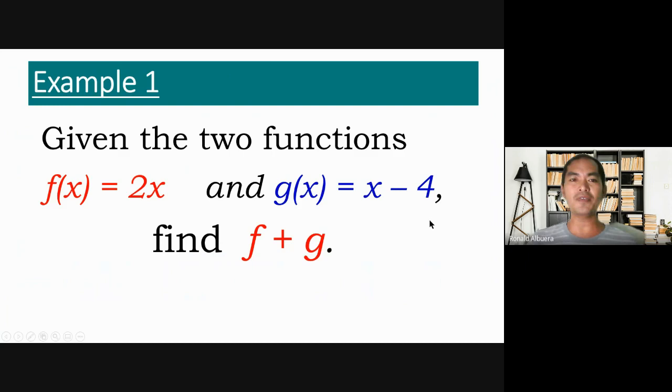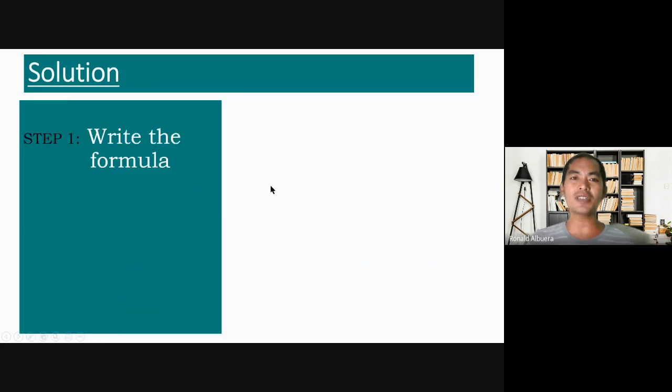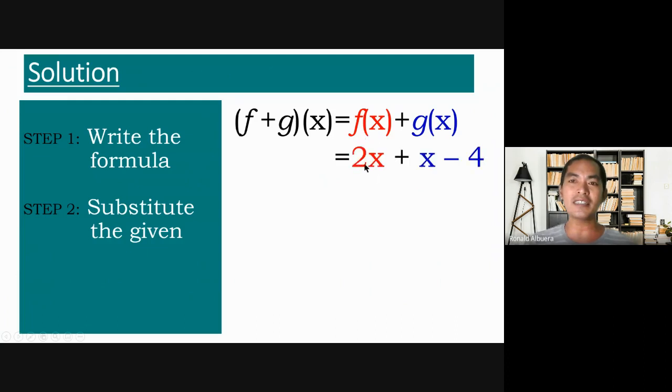Given the two functions, f(x) equals 2x and g(x) equals x minus 4. Find f plus g. As a solution, your first step is to write the formula. So (f plus g)(x) is simply equal to f(x) plus g(x). Ang sunod ay magsusubstitute na kayo. Ano yung f(x) na given? So from the given, that's 2x. Ang g(x) is x minus 4.